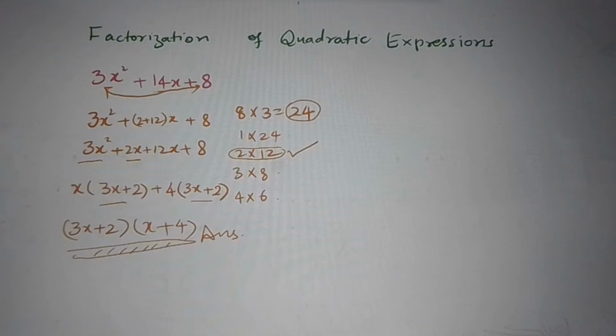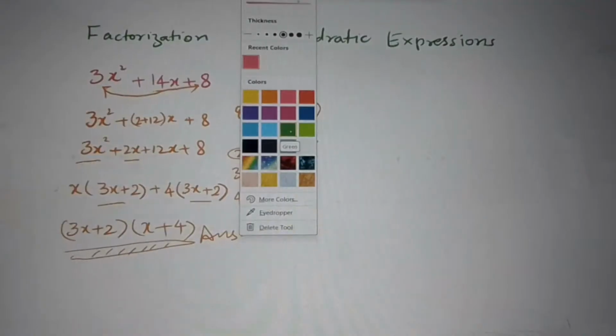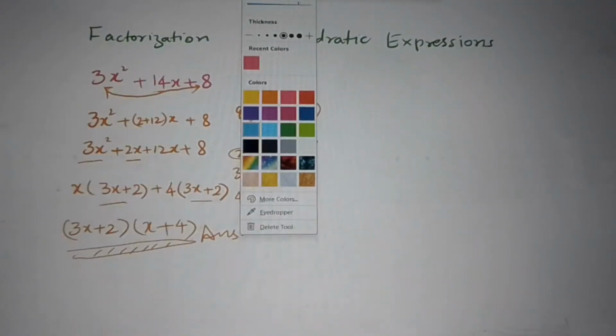So then moving to the next example, moving to another question, let us use this space here. So choosing this color, green color, right? Or blue color? Yeah, blue color. Choosing blue color for it.